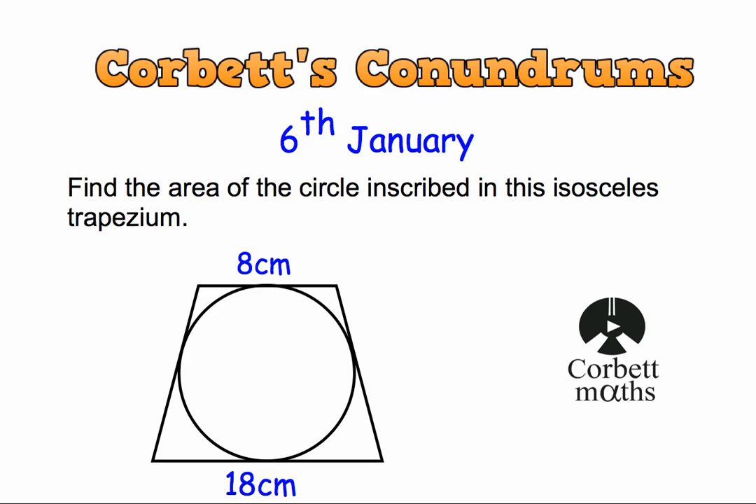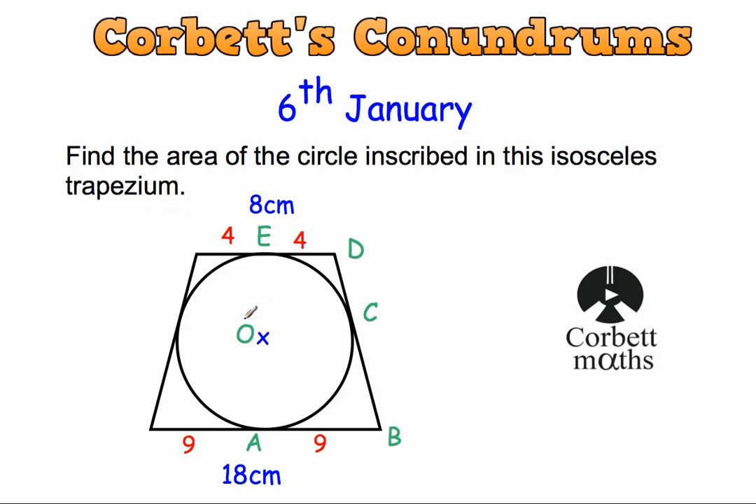To do that, I'm going to label some parts on the circle and on the trapezium. First of all, I've labelled the centre of the circle, I'm going to call that O. I've labelled the midpoint of the top of the trapezium, I'm going to call that E. I've labelled the top right hand corner of the trapezium, I'll call that D.